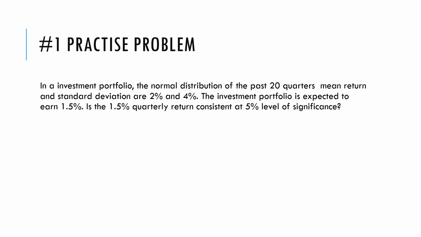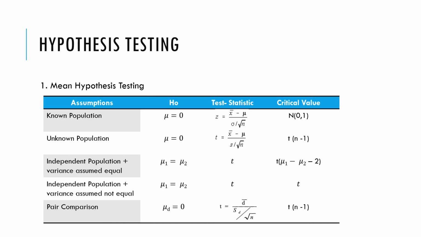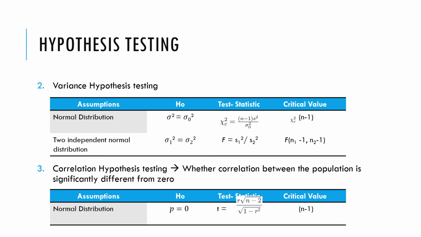To answer whether we can reject the hypothesis, we need to estimate the t-value, and compare with the critical value. This slide is to identify the test analysis when we have different conditions in testing the mean hypothesis. This slide is to identify the test analysis when we have different conditions in testing the variance hypothesis and correlation hypothesis.